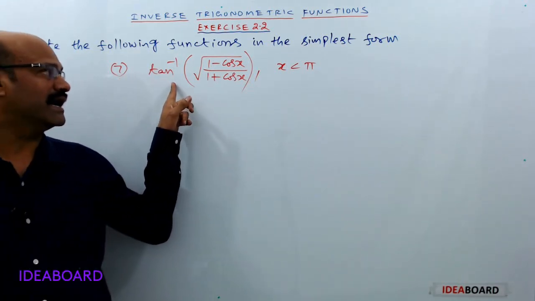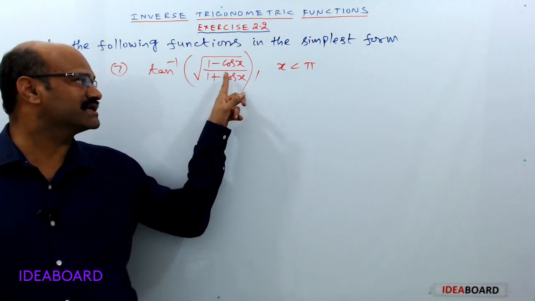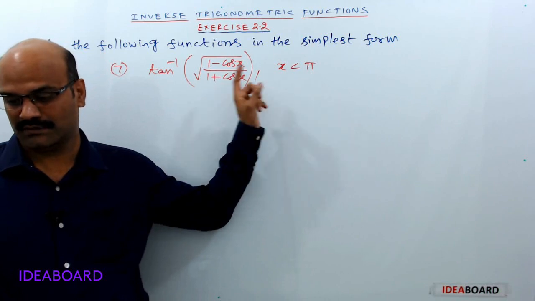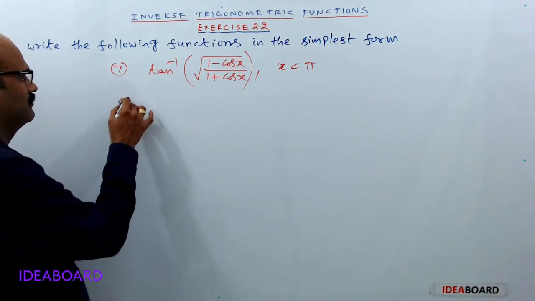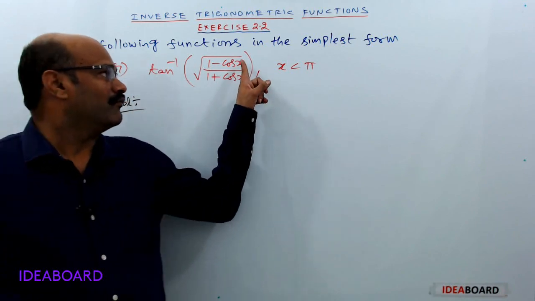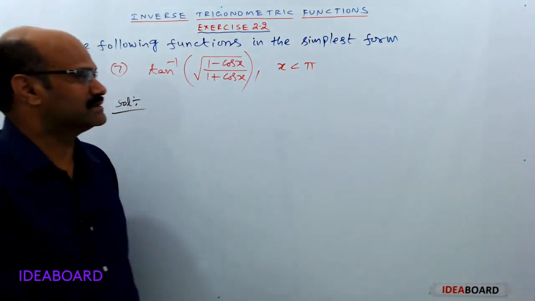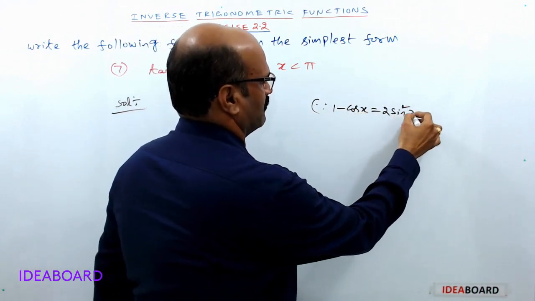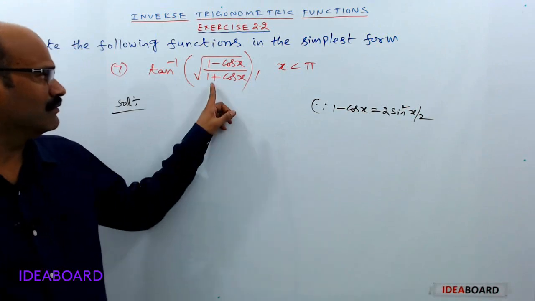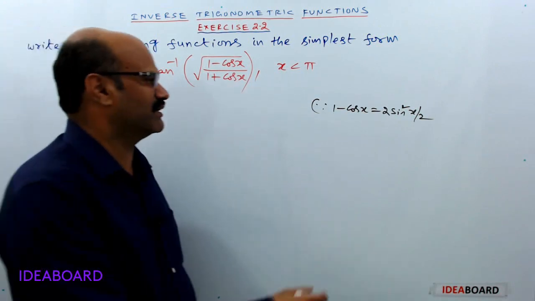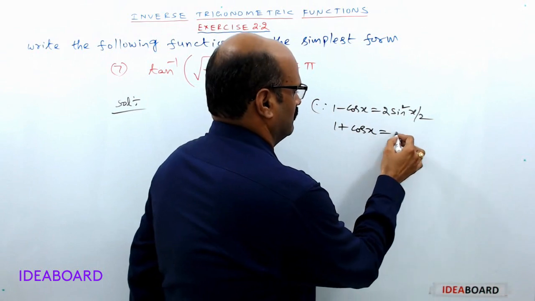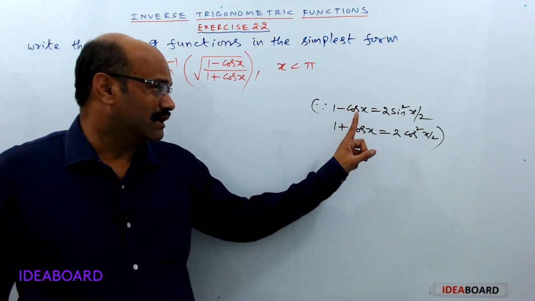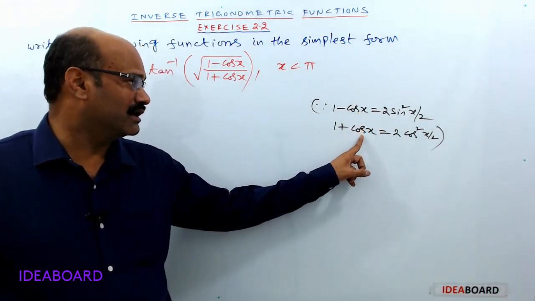Seventh problem. Tan inverse of square root of 1 minus cos x by 1 plus cos x, x less than pi. Here 1 minus cos x formula is 2 sin square x by 2, and 1 plus cos x equal to 2 cos square x by 2. Now take these two formulae and apply here.